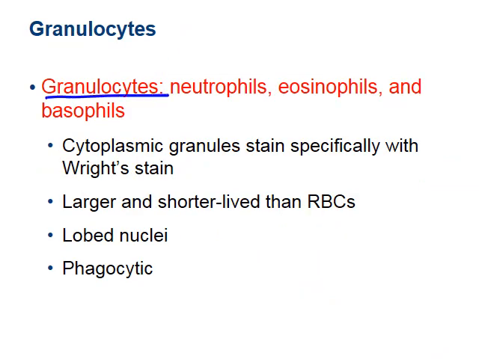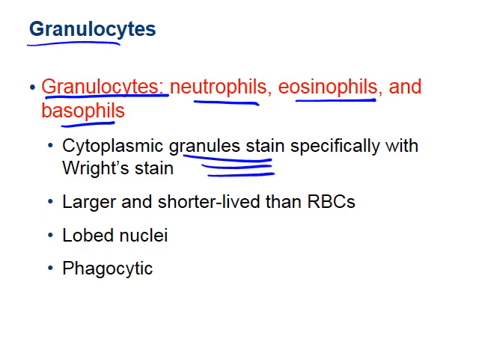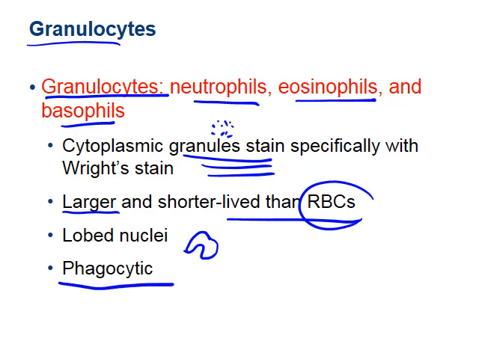Let's look at granulocytes first. So neutrophils, eosinophils, and basophils, we'll go through each one. The reason they call them granulocytes is because when we stain them, we can see these little granules inside the cell. They're larger and shorter lived than red blood cells. They have lobed nuclei, so you might see something that kind of looks like that. They're very interesting. And they can undergo phagocytosis. So if you remember phagocytosis, cellular eating, they can engulf other cells.